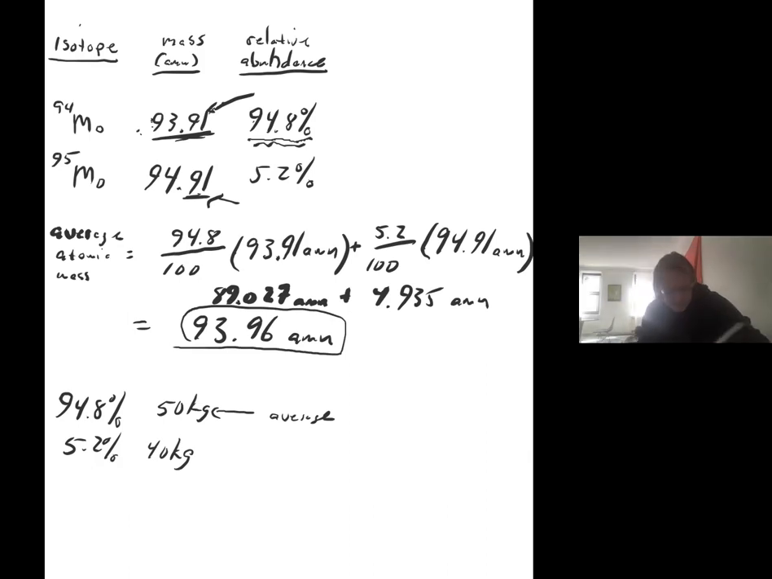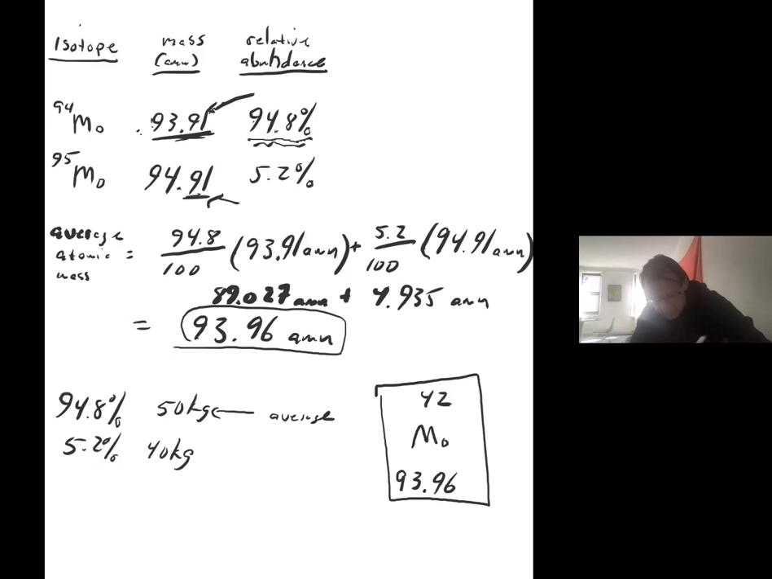And then they ask you to put the symbol. So to do the symbol, you write the symbol of the element. You put the atomic number on the top. You put the atomic mass on the bottom. Okay, so there's your 93.96. And then molybdenum, I forget what, is it 52? No, it's not 52. Molybdenum is 42. So there's your atomic number, just getting it from the periodic table, okay?